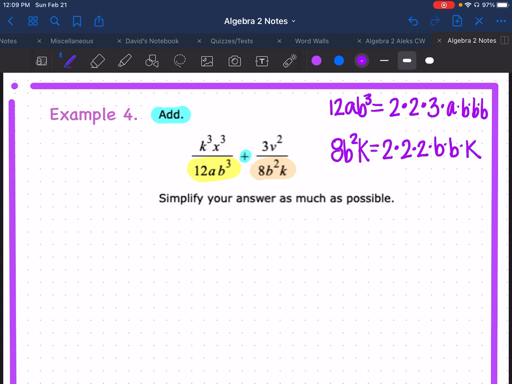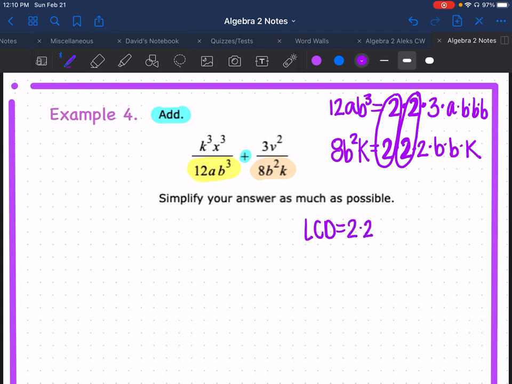All right, I need to go ahead and look at what do they have in common. Well, they both share a 2 at the very beginning, and then they both share a second 2 at the very beginning. So these two 2's and these two 2's are only going to go into the LCD once. So I'm going to say LCD is 2 times 2.